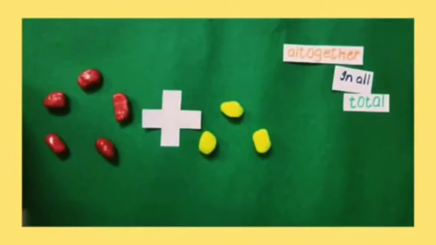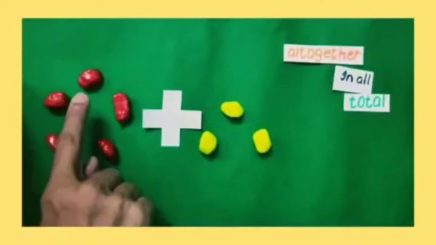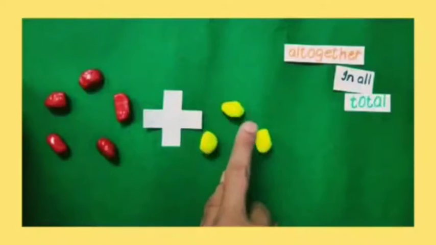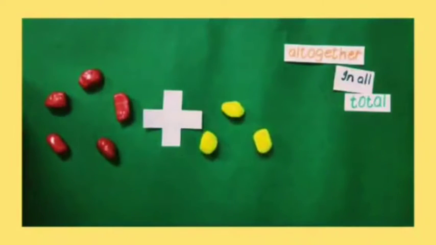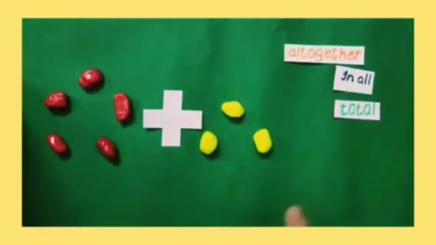Okay. So now we are going to count red stones. 1, 2, 3, 4, 5. 5 stones are there. Plus 3 more stones. So after 5, 6, 7, 8. So children, there are total 8 stones in all. You can say in all, total, altogether for the answer when you add all that.